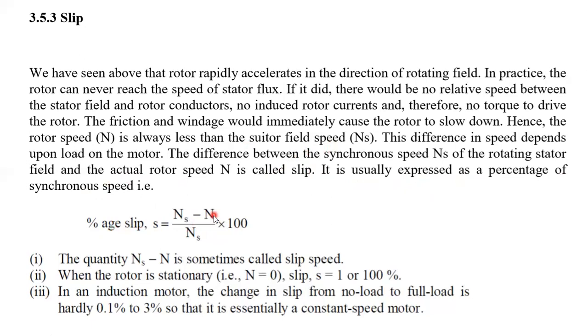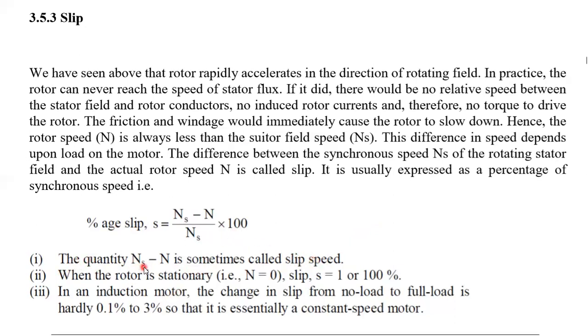For simplicity, n suffix r is also valid, and some books use this notation. So percentage slip is equal to ns minus nr divided by ns, into 100. Understood? The quantity ns minus nr is sometimes called the slip speed. Remember, some problems ask you to find the slip speed. What you have to do is find ns minus n, and that is the slip speed.